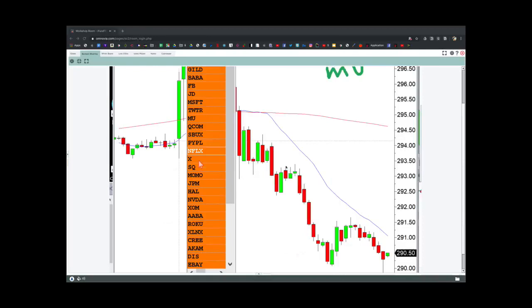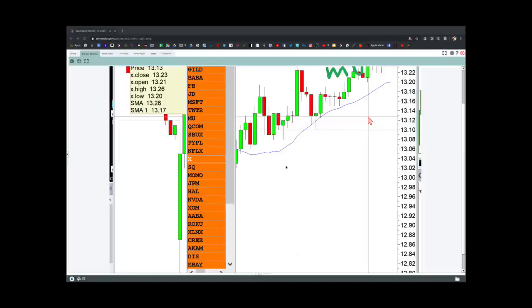X is too low. Like, I don't like these X. You need an act of God for it to move. I don't like it. Too low. I don't like things so much below 25.